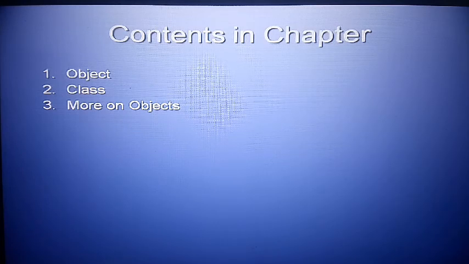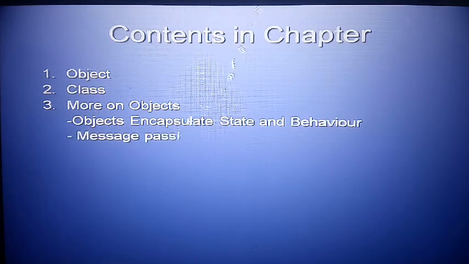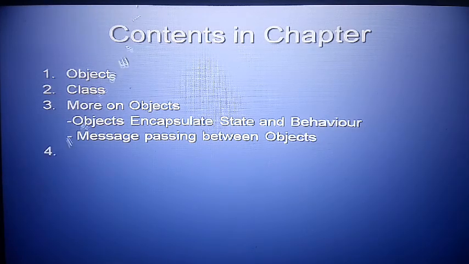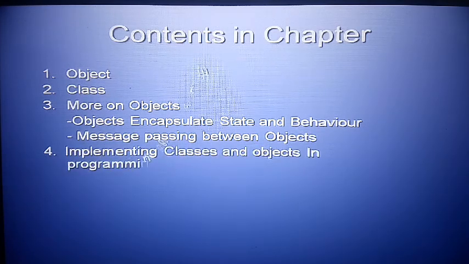It means many objects, how to perform objects, encapsulate state and behavior, and message passing between the objects. The previous chapter already explained message passing. And fourth, last, implementing classes and objects in programming terms, right?